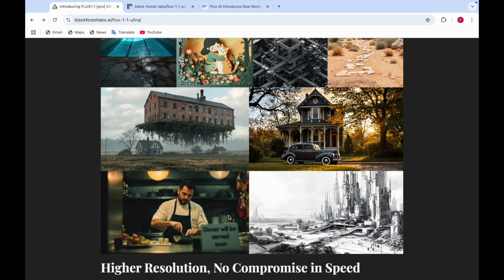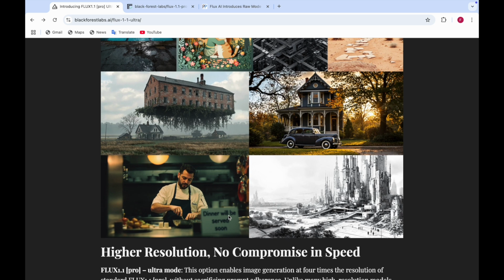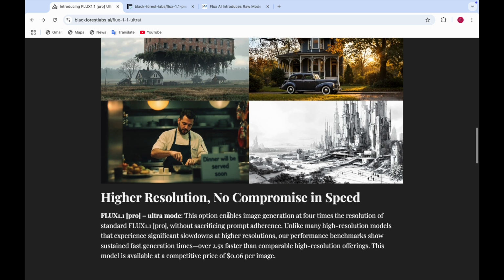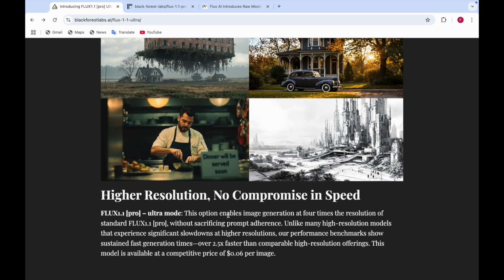And here a man is making dinner and it says dinner will be served soon, so from that you can tell it's dinner. He's cooking dinner and it looks like a chef in a restaurant, and they say it's high resolution and no compromise in speed. So Flux 1.1 Pro Ultra mode's image generation is 4 times the resolution of standard Flux 1.1 Pro, without sacrificing prompt adherence.